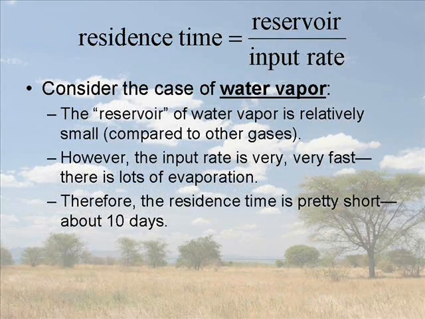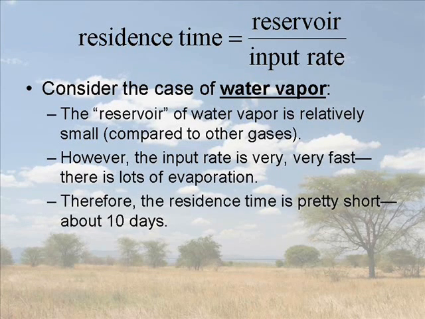How about the case of water vapor? Now, in the case of water vapor, we're going to learn in a little bit that not very much of the Earth's atmosphere is made up of water vapor, typically less than 1%. The reservoir, the number of kilograms or tons or whatever unit you want to use of water vapor in the atmosphere, is just not that big compared to other gases.